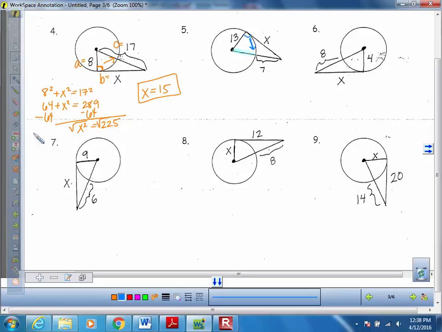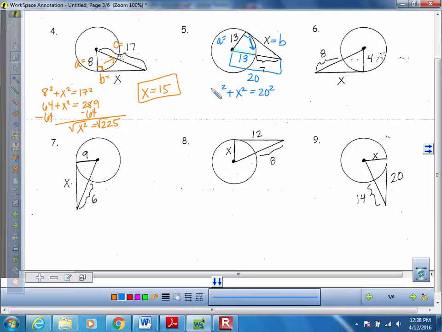Not x minus 7. It's the radius. So we know that this piece from the center of the circle to the side is the radius, right? This also goes from the center of the circle to the side, so this would be 13. So how long is this entire piece now? 20. Okay, so I'm going to let 13 be A, x is going to be B. So I'm going to plug in and get 13 squared plus x squared equals 20 squared.